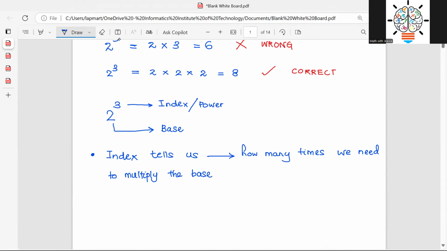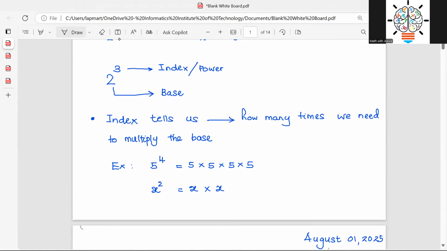So by any chance, another example, let's say it is 5 to the power 4. What does this mean? 5 is the base here, right? I want to multiply the base value 5, 4 times. So then I just write 5 times 5 times 5 times 5. Okay. Then let's say you have x to the power 2. What does this mean? The base value here is x. So then I should multiply x 2 times. It can be anything, right?